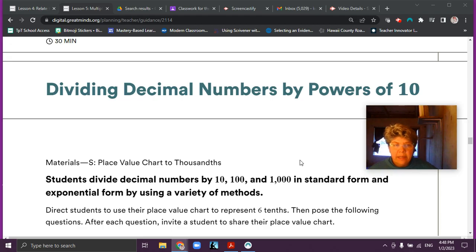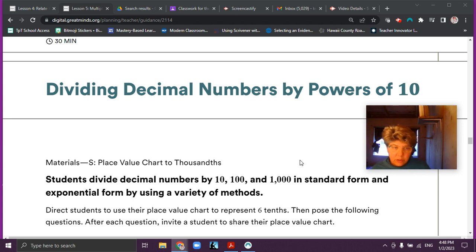In this segment, we're going to be dividing decimal numbers by 10, 100, and 1000 in standard form and exponential form by using a variety of methods. So instead of multiplying by 1/10, 1/100, and 1/1000, we're going to be dividing by those numbers and just moving across the place value chart. So don't worry about it.